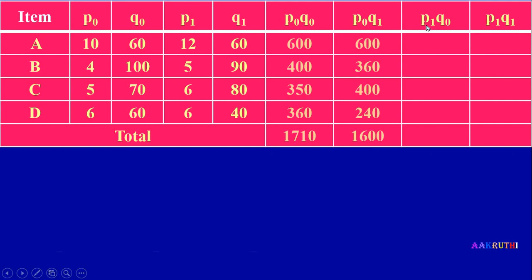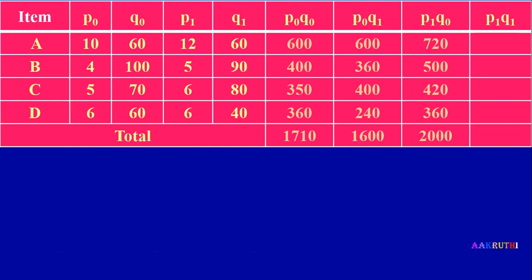So next we have to calculate P1Q0. So multiply P1 and Q0. It is 12 into 60, 12 into 60 is 720, 5 into 100 is 500, 6 into 70 is 420, 6 into 60 is 360. Adding all this, we get summation of P1Q0. Summation of P1Q0 is 2000.